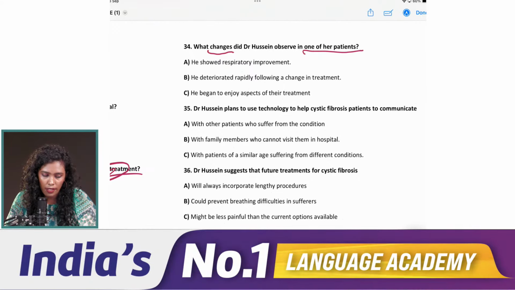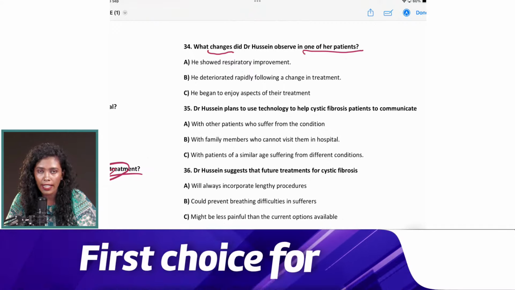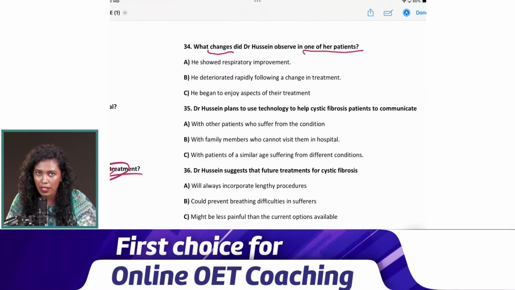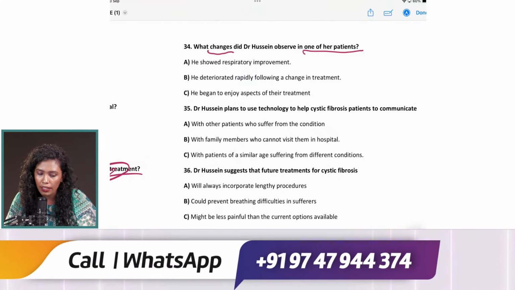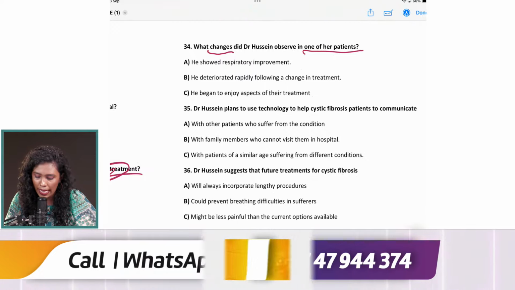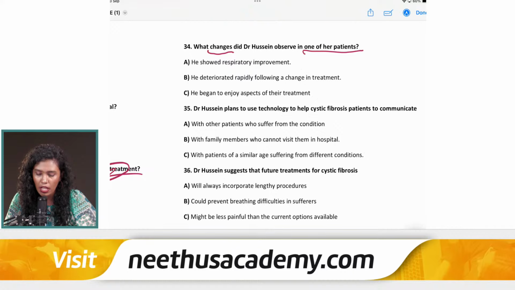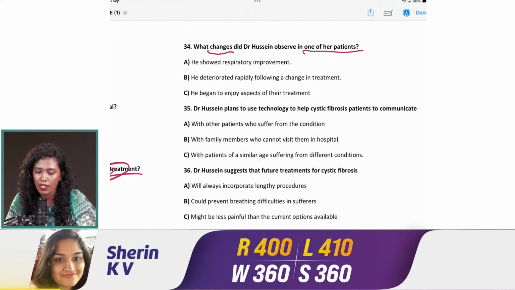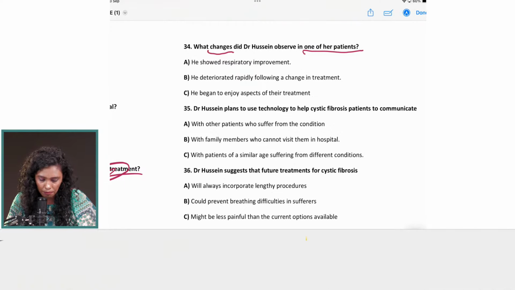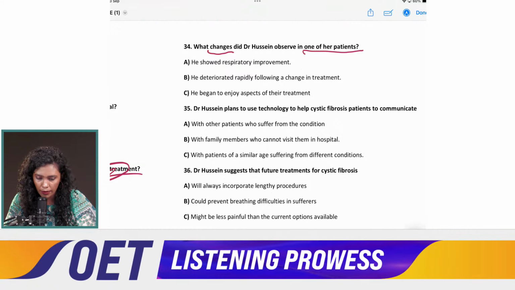Okay, so now what is the approach? You can identify specific changes that she mentions in her patient. So these are usually factual observations, and this is the information you will be trying to eliminate over here. You can try to disregard any answers which are not mentioned as changes which Dr. Hussain has observed. So if you hear specific information which the speaker, that is Dr. Hussain, has not observed, that means you can eliminate that particular answer. Clear so far? Okay, now let's move forward with the 35th question.